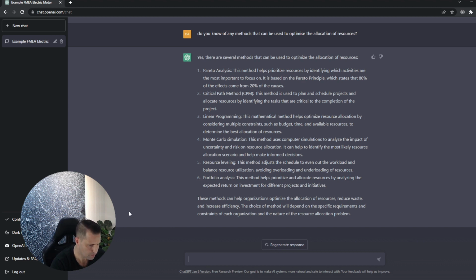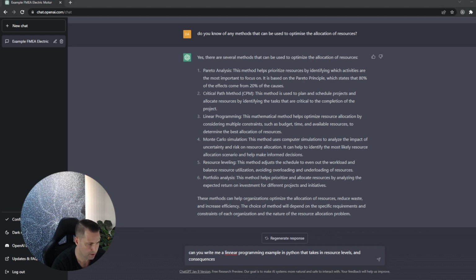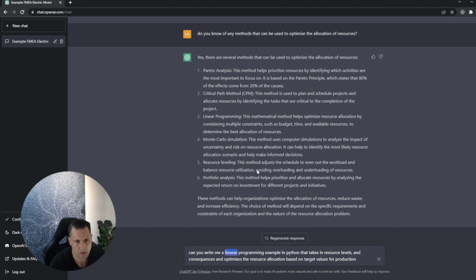So what if I ask it, can you write me a linear programming example that takes in resource levels and consequences, and for example, let's say in Python, let's say we want to use Python, and analyzes resource level allocation based on target values for production. Let's see how we go here.